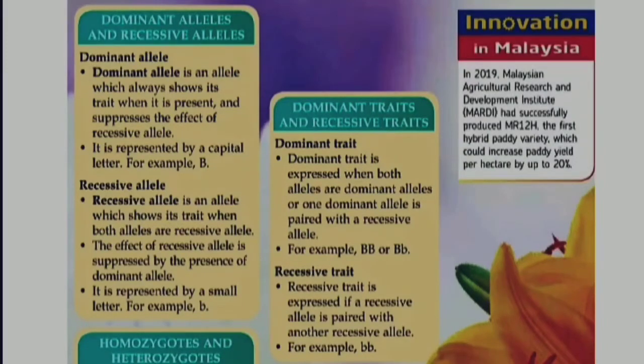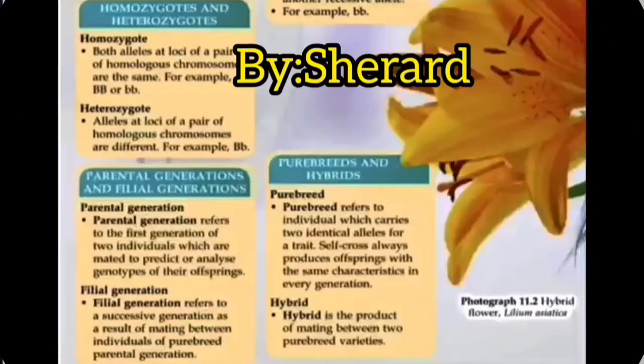Fun fact, in 2019, the Malaysian Agricultural Research and Development Institute (MARDI) had successfully produced MR12H, the first hybrid paddy variety which could increase paddy yield per hectare by up to 20%.